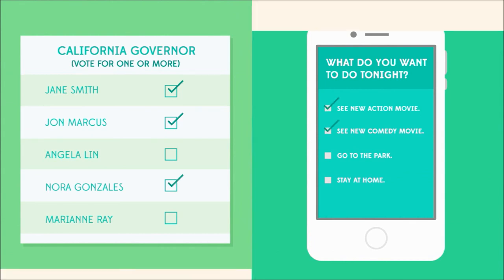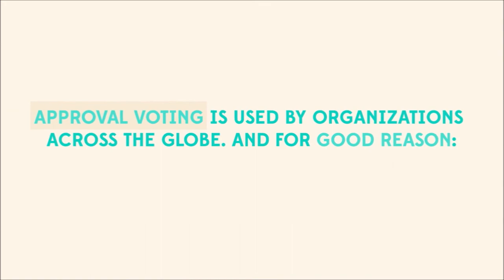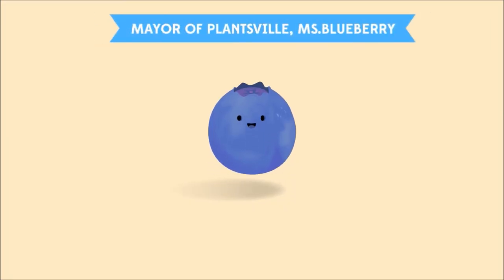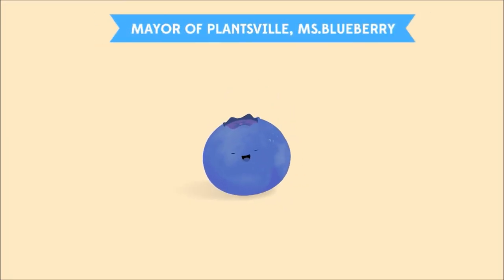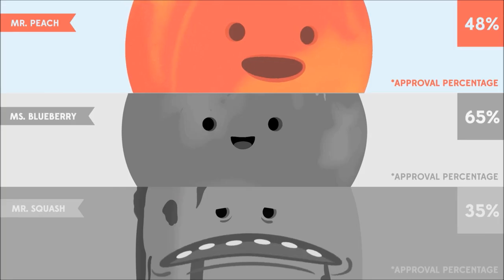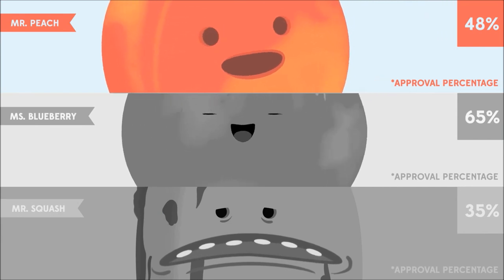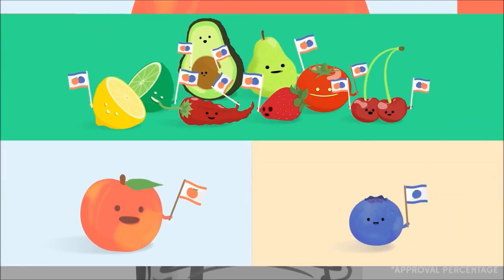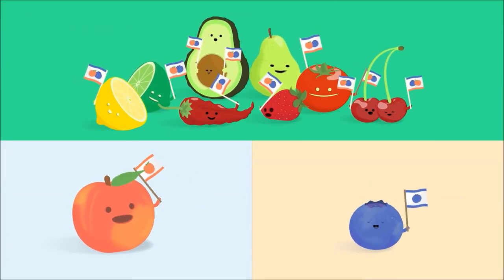Approval voting is used by organizations across the globe, and for good reason. It's democratic because the candidate with the most support wins. It removes the spoiler effect. Even losing candidates get an accurate reflection of support. And voting your favorite never hurts you.